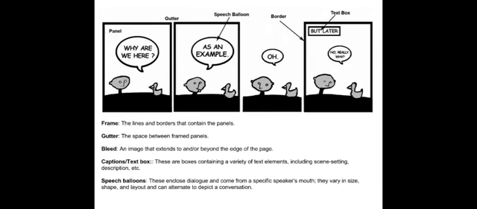A bleed is an image that extends to and/or beyond the edge of the page in the panel. The next things are captions and a text box. They're boxes containing a variety of elements. It's usually the narrator who is in the text box or the caption. And lastly, speech balloons. There are two different types of speech balloons, and they include dialogue coming from the speaker's mouth or from their head. They vary in size, shape, and layout. And also, you want to go from left to right and top to bottom with those if there's more than one speech balloon in a panel.